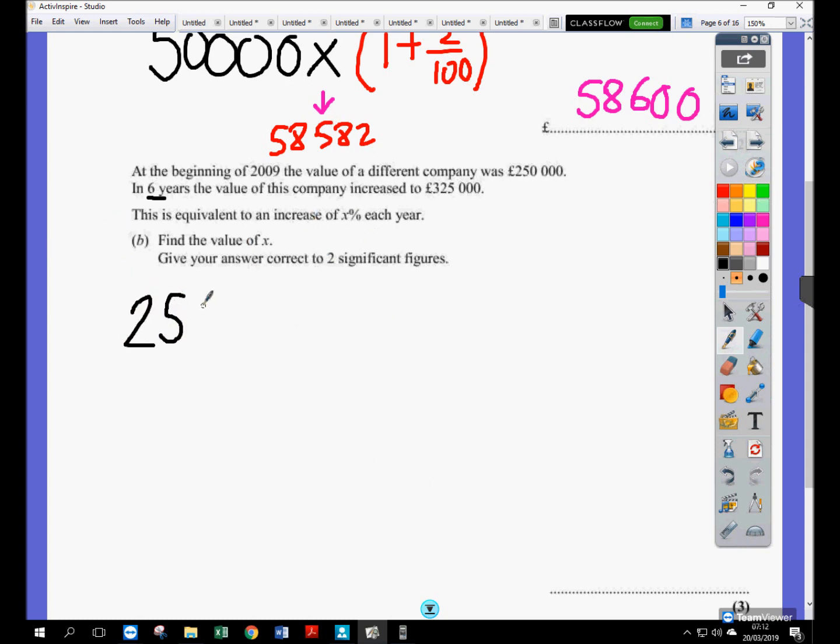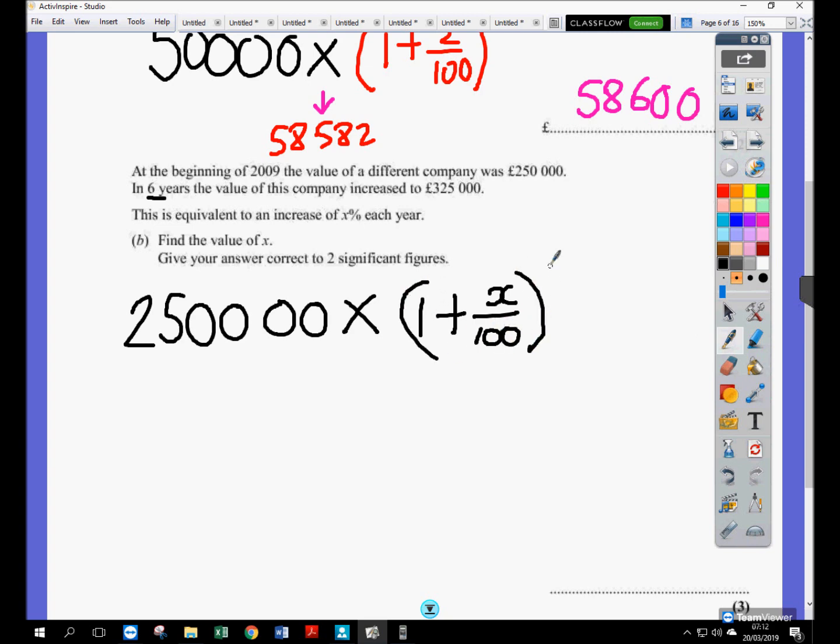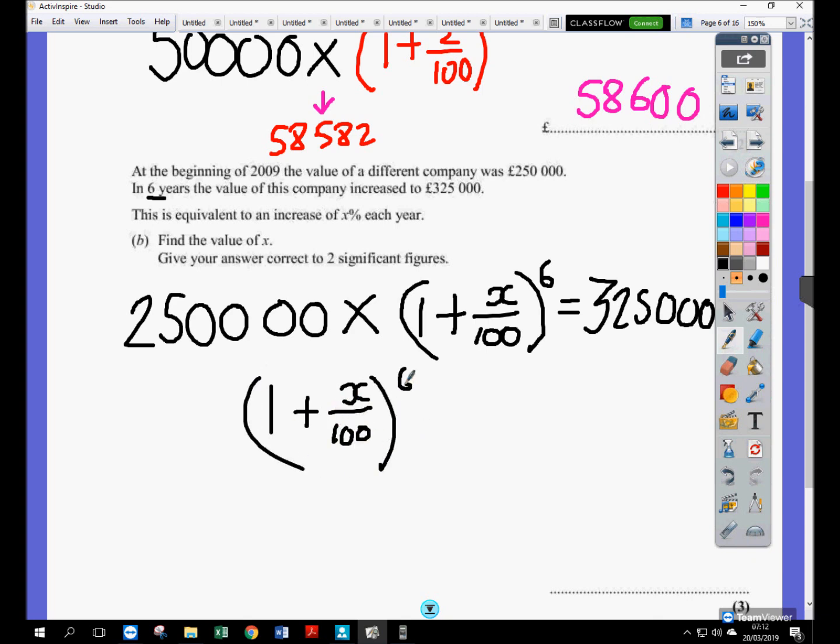So we use the compound interest formula. You have your initial value, 250,000. You multiply it by the interest rate, the multiplier, which is 1 plus x over 100, to the power of the number of years, which in this case is 6. And this will give us the value after 6 years, which is 325,000. So it's just a bit of rearrangement here. If we rearrange it and divide the right-hand side by 250,000, we end up with something like this.